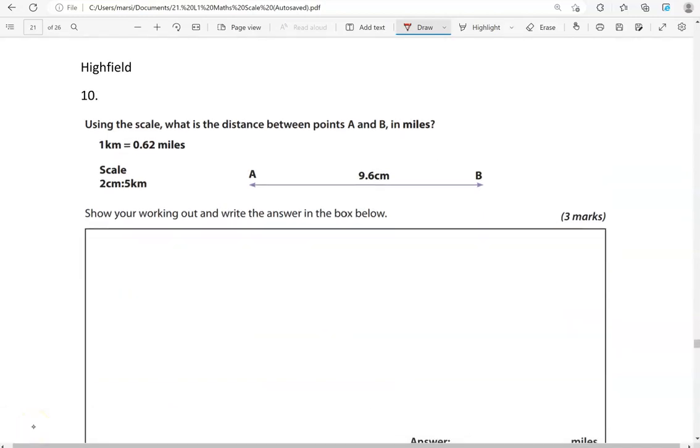Using the scale, what is the distance between points A and B in miles? 1 kilometer is equal to 0.62 miles. We've got a scale which is 2 centimeters to 5 kilometers. Okay, 2 centimeters to 5 kilometers is the scale. This is 9.6 centimeters. So what is that equal to in kilometers in reality?